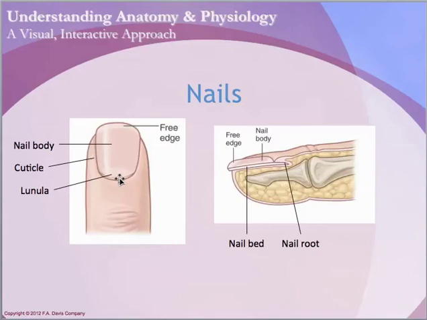Nails consist really of densely packed, heavily keratinized epithelial cells. Again, no surprise, these are not really living cells, kind of like our hair and our skin. The nail body is the visible part of the nail. The cuticle is a fold of skin surrounding the nail body. And the lunule is that crescent-shaped white area at the base of the nail where the new growth is occurring.